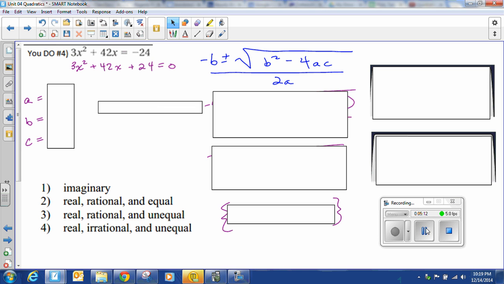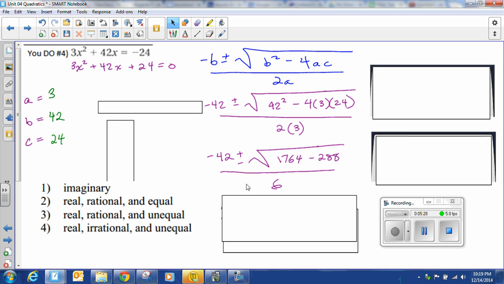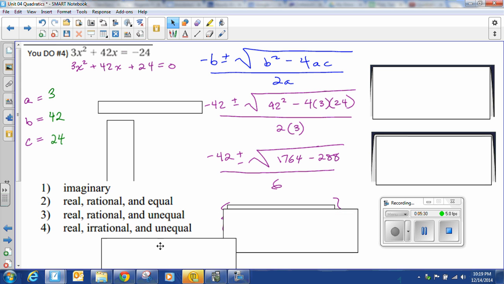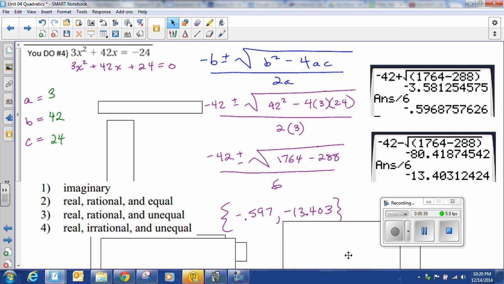Final question. Adding 24 to both sides gives us our quadratic standard form. a is 3, b is 42, c is 24. Substitute in, we end up with this. Evaluate, and we have, I went ahead and worked it out on a calculator. I wanted to get the decimal approximation. So we ended up with negative 0.597 and negative 13.403.